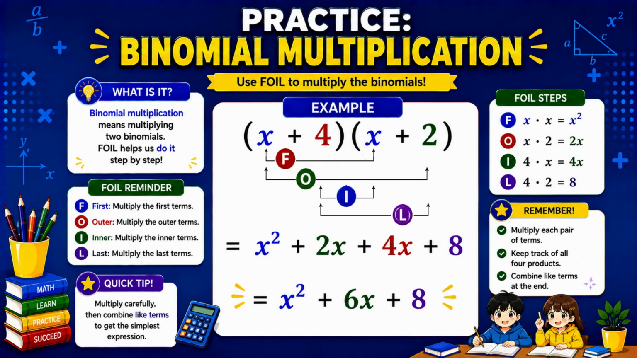Using FOIL, the first product is x squared. The outer product is 2x. The inner product is 4x. The last product is 8. Combining 2x and 4x gives 6x. So the final answer is x squared plus 6x plus 8.